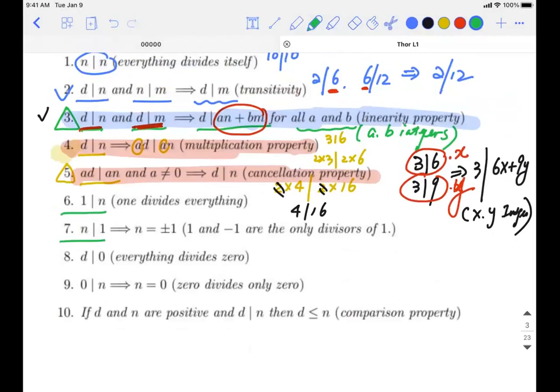Number 7, if n is a divisor of 1, even though 1 is a divisor of everything, 1 does not have too many divisors, right? If a number is a divisor of 1, then this number can only be one of two options, either positive 1 or negative 1, which makes sense, right? There's not too much flexibility for a number which is a divisor of 1.